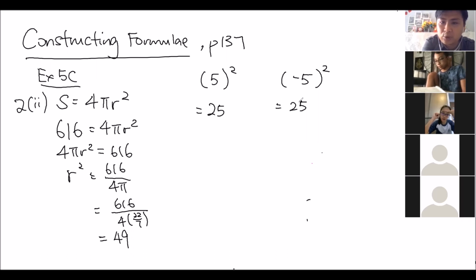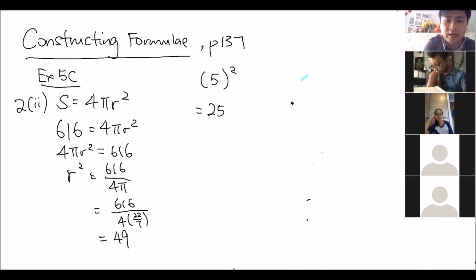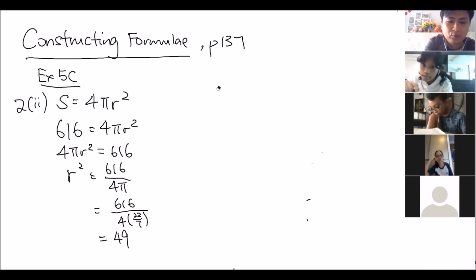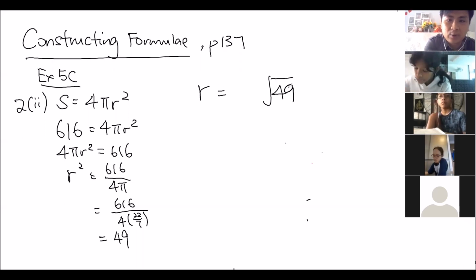So when we take square root, how many possible answers can we have? 2, right? 1 positive, 1 negative. Yeah, okay. So this is the idea. Now when we want to remove the square from R, what do we do? We will take square root, right? So now R, we want to remove the square, we will take square root. Also R equals to square root of 49. But when we take square root, how many answers do we have? 2 answers, right? 1 positive and 1 negative.